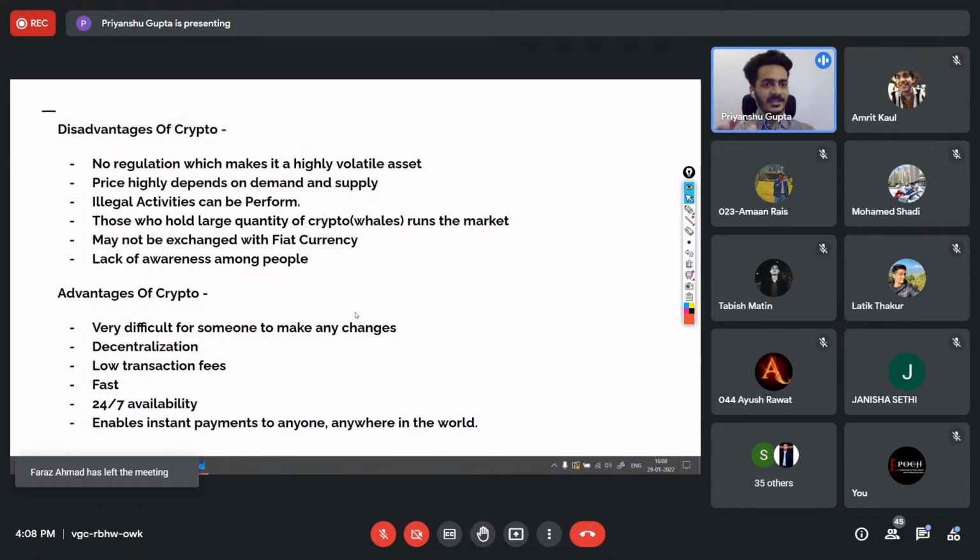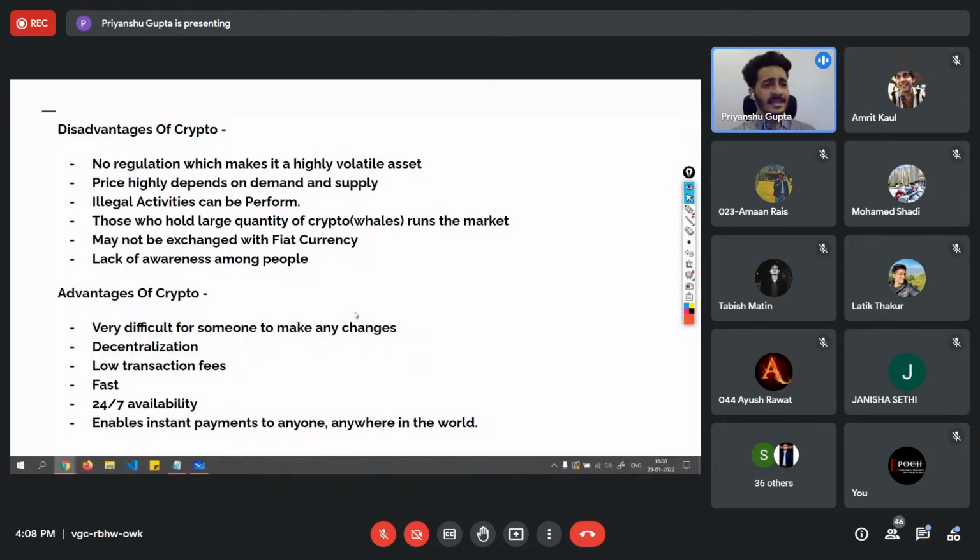Now, these are some disadvantages of crypto as well. There is no regulation, so that's why it is a highly volatile asset, and its price keeps going up and down. Currently, the price of crypto depends on demand and supply only. If people want that crypto coin, its price will increase, and if its demand is low, its price will decrease.